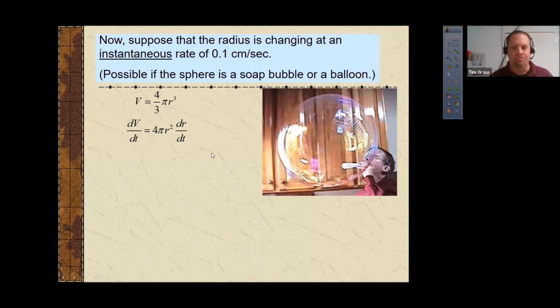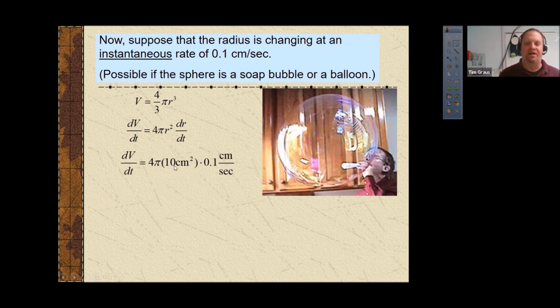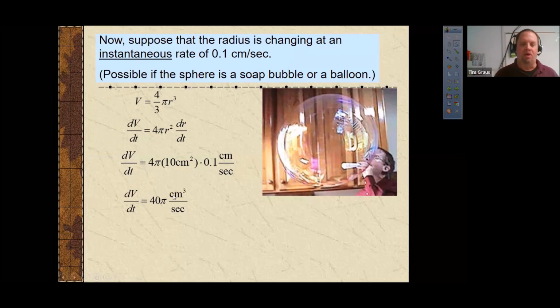Using the same initial radius of 10 and the given instantaneous rate of change of radius, 0.1, we can do this calculation: 4 times pi times 10 squared times 0.1. And this time it's telling us the rate of change of V. So dV/dt is equal to 40 pi, and our units are cubic centimeters per second.